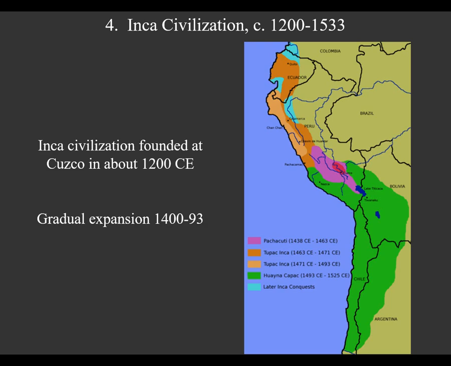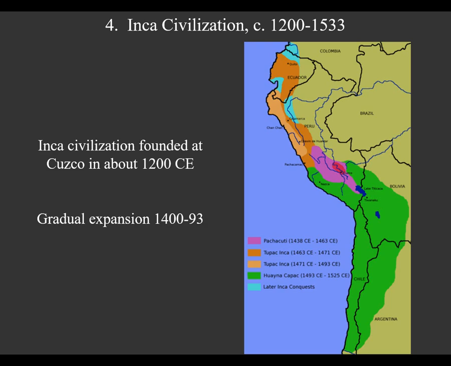So the Incas start off really as just one small group around Cusco, we think in the 1200s, and they're just one small local group out of many, many different groups around the old Tiwanaku and Wari areas. And they're probably fighting amongst each other, fighting for land and resources and dominance and whatnot.